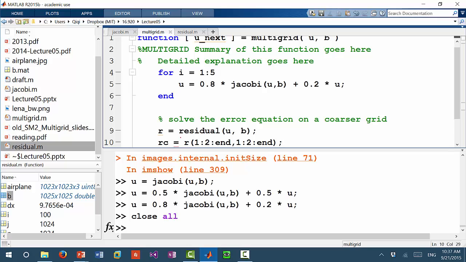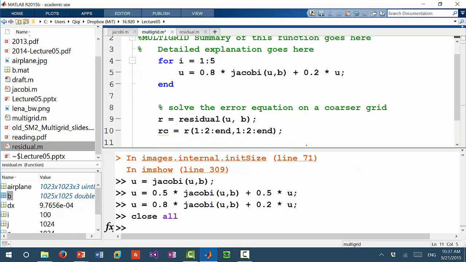Is everybody familiar with this kind of indexing in MATLAB? The 1 means the indexing starts at the first index. This 2 means for every 2, and this means it ends at the very last. Alright? So that's the coarse grid. And we're going to solve in the coarse grid.